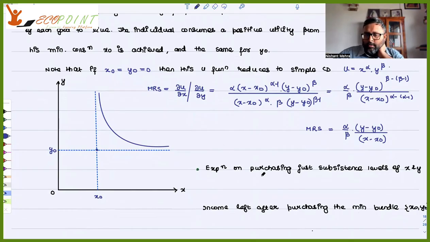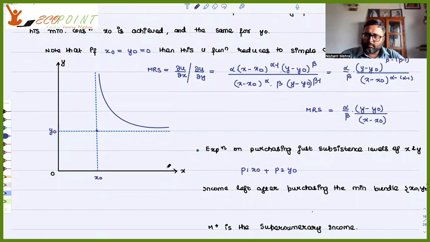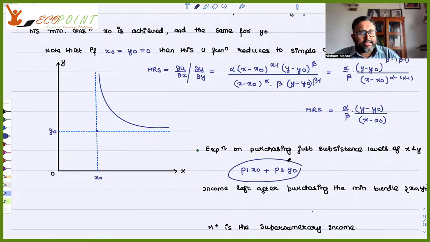So if you consume X naught and Y naught, what is the expenditure on the subsistence? X naught, Y naught is subsistence. So what is the expenditure on subsistence? P1 X naught plus P2 Y naught. And what is my income which is left after I have spent on expenditure? So one thing you have to understand, I don't have a choice of not spending this. I will have to spend this to live. This much I need. This much has to be done.